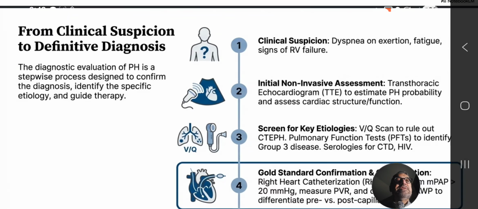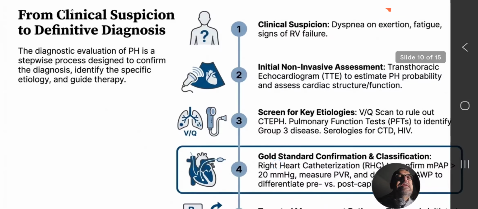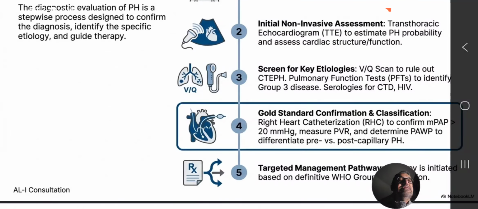So the clinical suspicion: symptoms are consistent with shortness of breath, dizziness, palpitation, swelling of the feet, syncope. So you have to have a high index of suspicion. Initial non-invasive assessment is echocardiogram. Then you screen for the key etiology: the VQ scan, pulmonary function tests, CTA, serological tests. Gold standard is the right heart catheterization to confirm a mean PA pressure of greater than 20 and assess the wedge pressure.